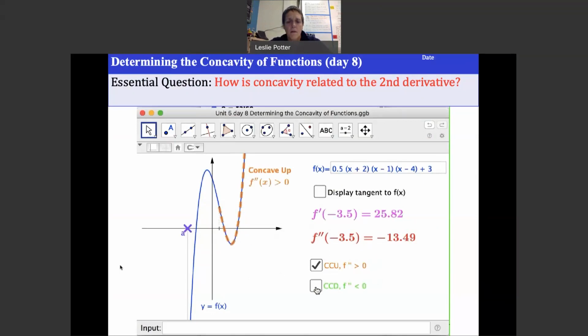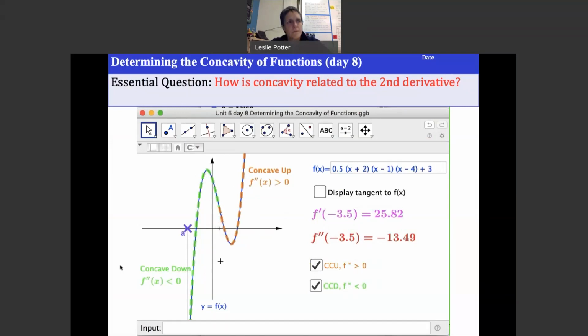Concave down then is something that might spill water. So this part of the graph here is concave down. And so there's this location where we transition from this concave down, from the spilling, to the concave up, or the holding water. And so we want to investigate what that is.